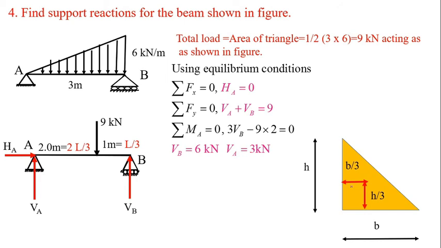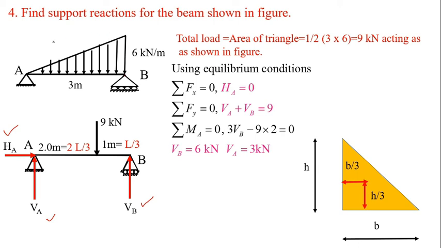And now let us discuss the next problem on uniformly varying load. Find support reactions for the beam shown in the figure. Here the beam is carrying a uniformly varying load, so as per our practice we have to convert it into an equivalent point load. Let us draw the free body diagram of the beam. Remove support A and replace it by two reactions Va and Ha, since A is a hinge support. Remove support B and replace it by a single reaction Vb acting in the vertically upward direction.